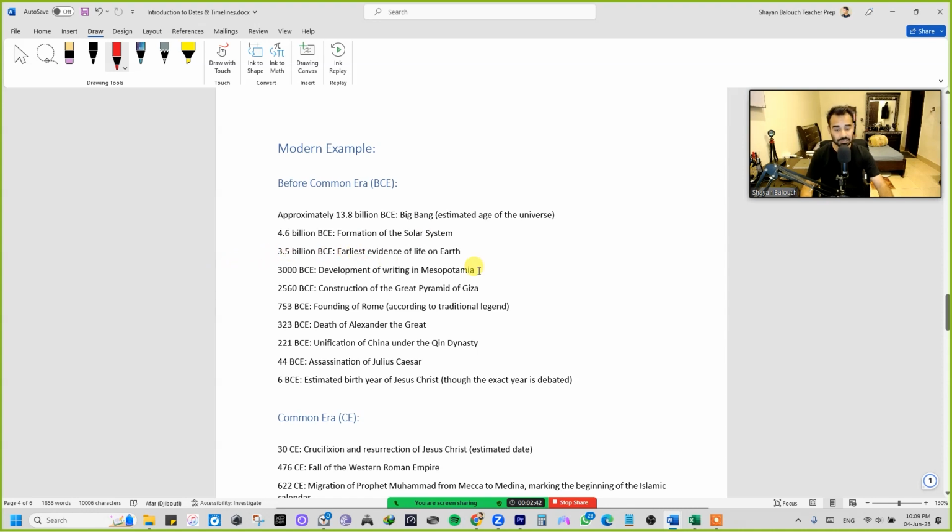3.5 billion BCE, earliest evidence of life on Earth. 3000 BCE, development of writing in Mesopotamia. Then 2560 BCE, construction of the Great Pyramids of Giza. 753 BCE, founding of Rome according to the traditional legends. 323 BCE, death of Alexander the Great. We can confirm this from our further chapters related to the Greek civilization as well. All right. 221 BCE, unification of China under the Qin dynasty.